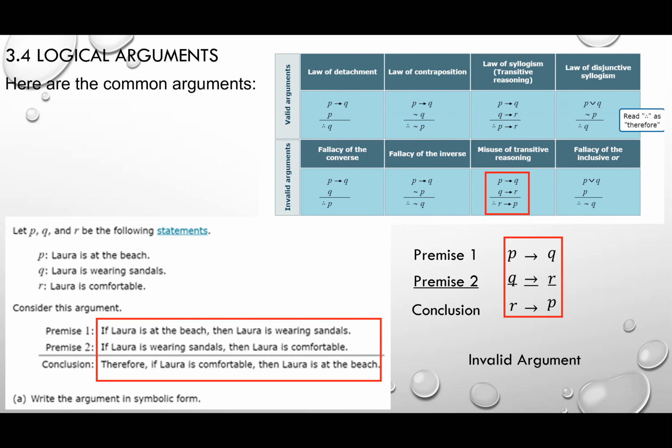But this problem is basically they tell you that the pattern on top is valid all the time. The pattern on the bottom is invalid all the time. So if you can recognize that it's one of these patterns, then we don't need to do the truth table. The problem comes if it's not in one of these patterns, then you have to do the truth table.